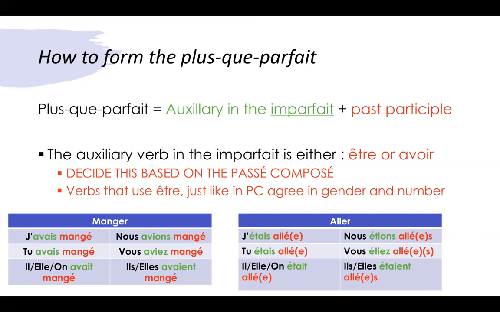But then for aller, because it takes être in the passé composé, we have to use être in the imparfait for the auxiliary. So for the je form, that'd be j'étais allé. And we know because this uses être as the auxiliary verb that it has to agree in gender and number. So for the je form, it can either be talking about a masculine or a feminine subject. And just for the tu form as well, we have tu étais allé, which can also be masculine or feminine, just like everything that takes être as the auxiliary verb.